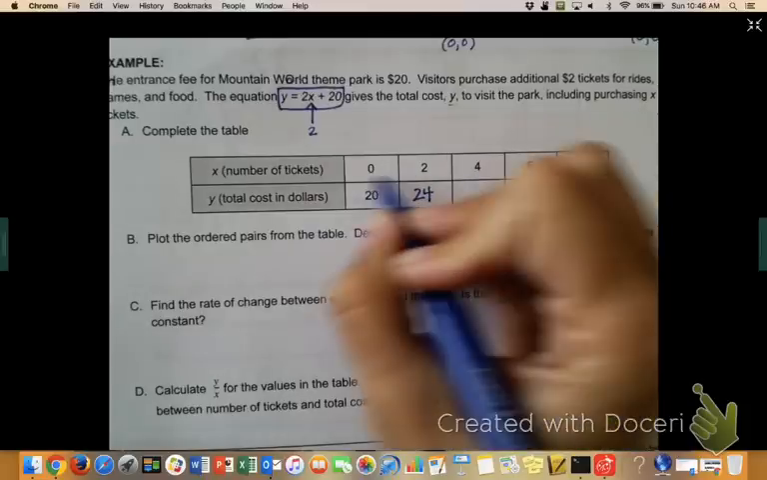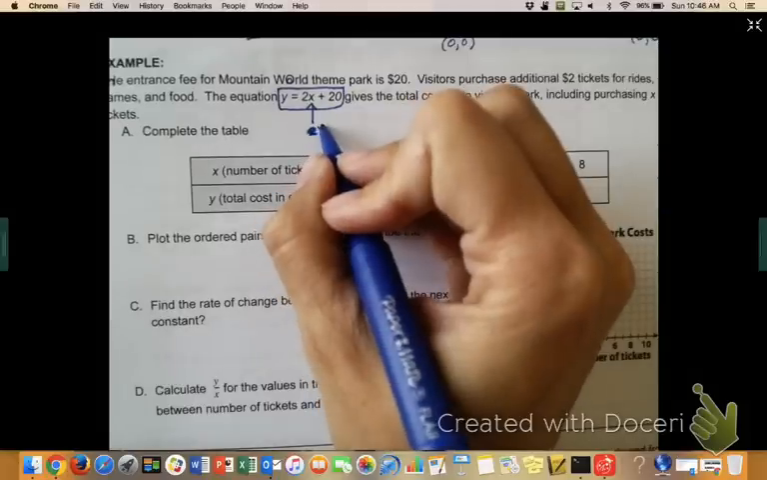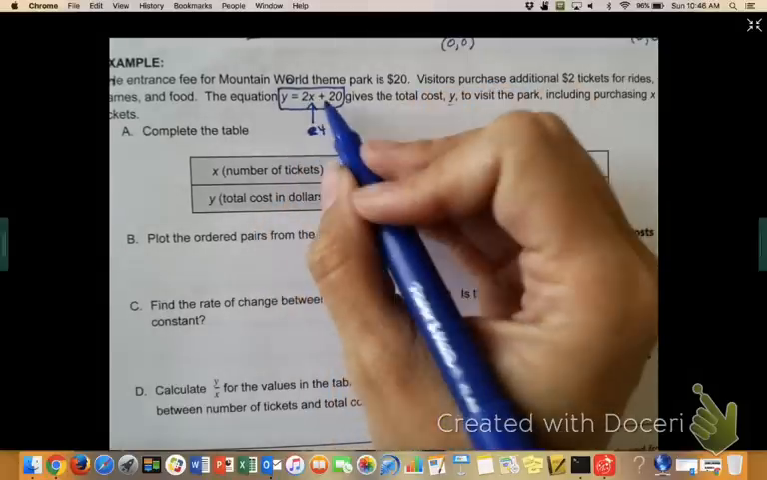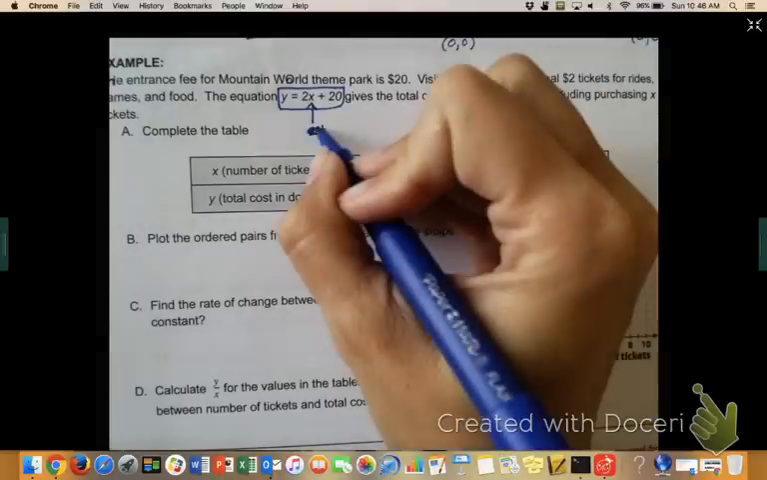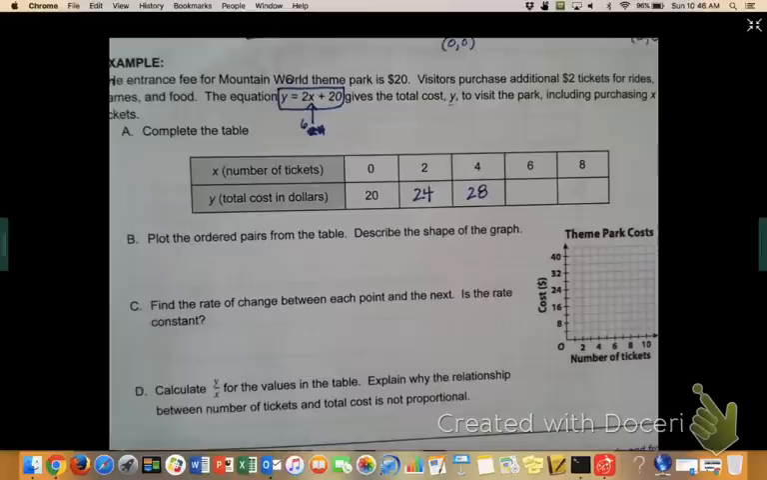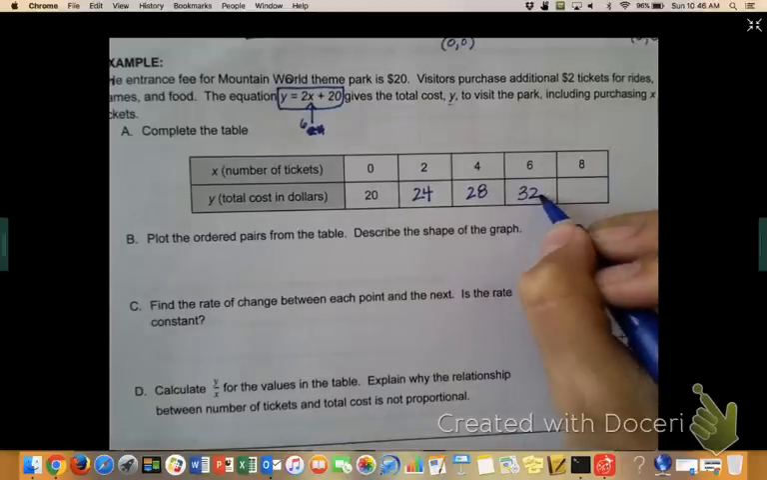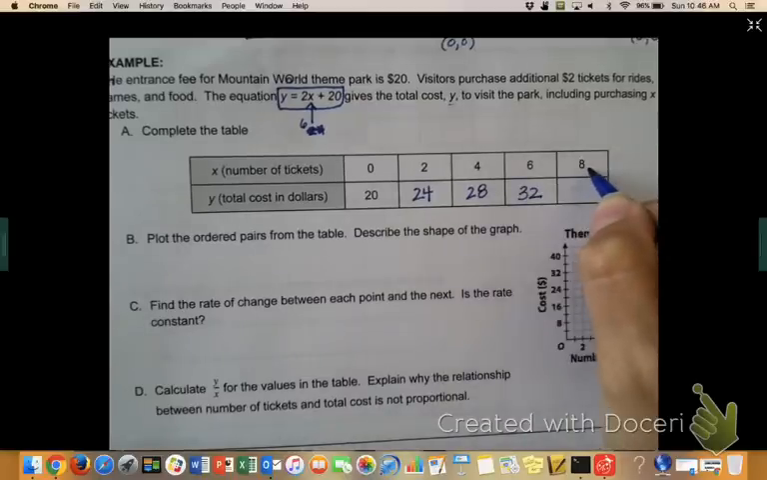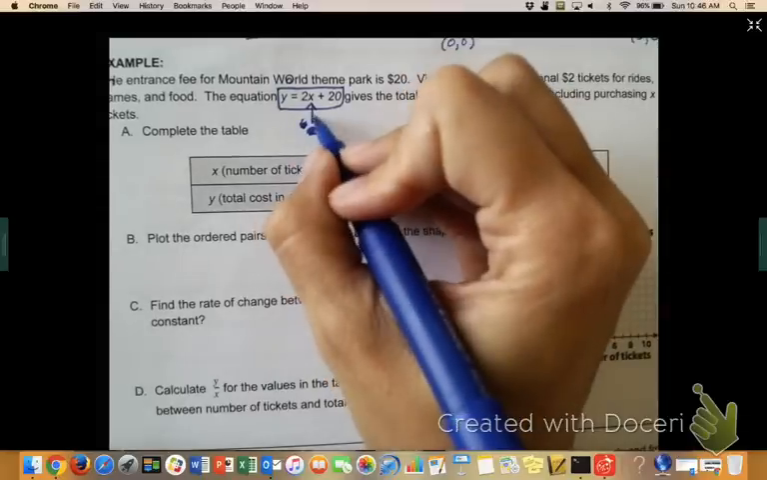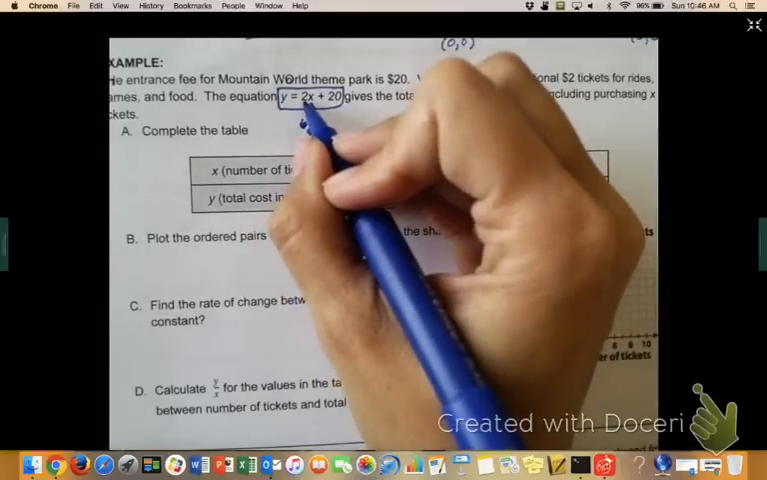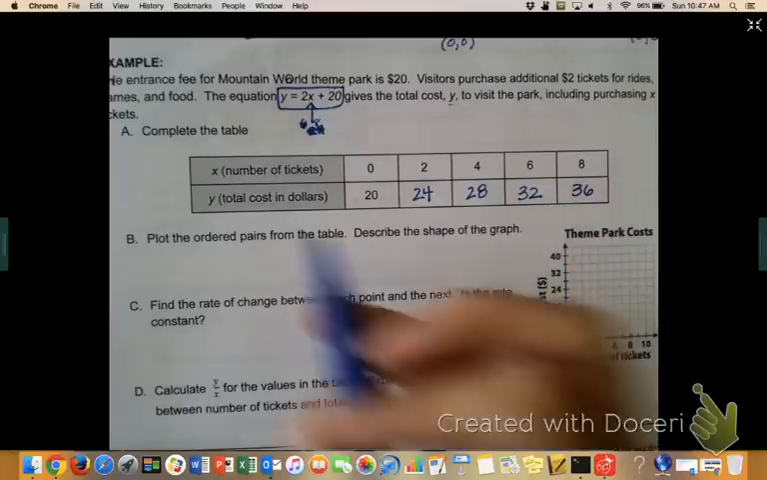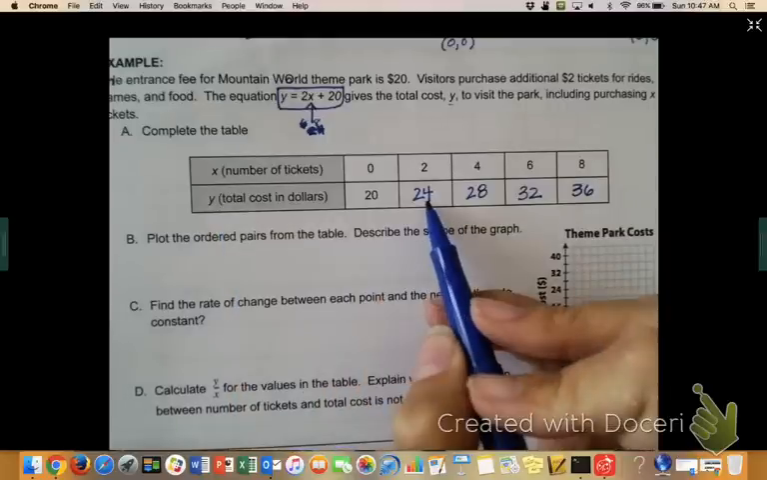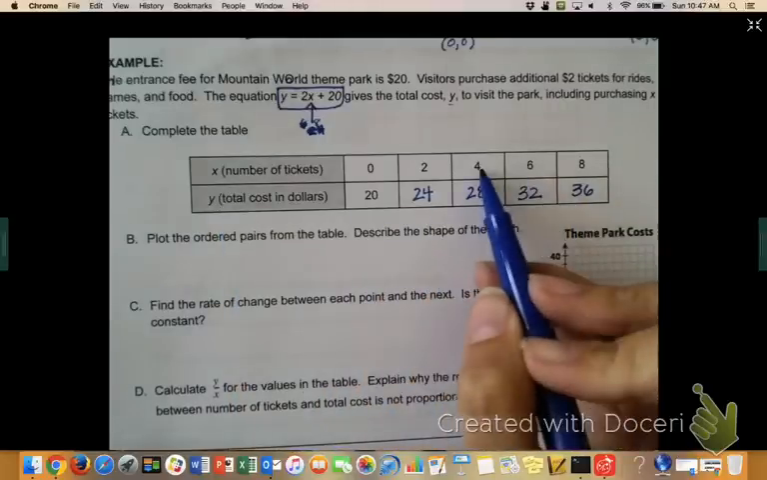Now let's change our x value to 4. 4 times 2 is 8, plus the $20 to get in for a total of 28. And then we're going to do it for 6. 6 times 2 is 12, plus 20 is 32. And then lastly, we're going to do it for 8. So 8 times 2 is 16, plus 20, which is 36. All right, and again, our y was our total cost spent, depending on how many tickets we bought.